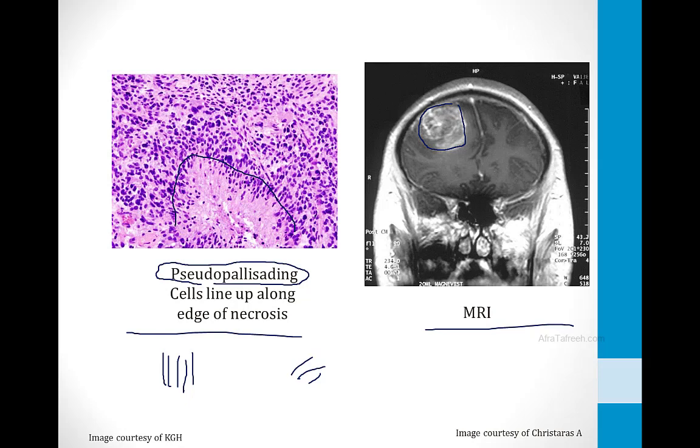The difference between pseudopalisading and palisading is that in pseudopalisading, the nuclei are lining up because they're being pushed out from something in the middle, in this case necrosis. So therefore it's called pseudopalisading. True palisading is something that occurs in schwannomas, where the nuclei actually just like to line up on their own right next to each other. So you need to know for your boards that glioblastomas exhibit pseudopalisading, and that's where the nuclei of the tumor cells line up like stakes in the ground along a central edge of necrosis.